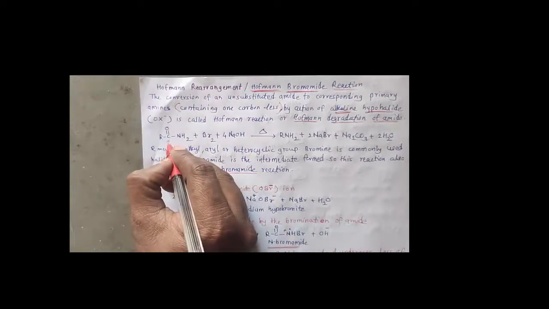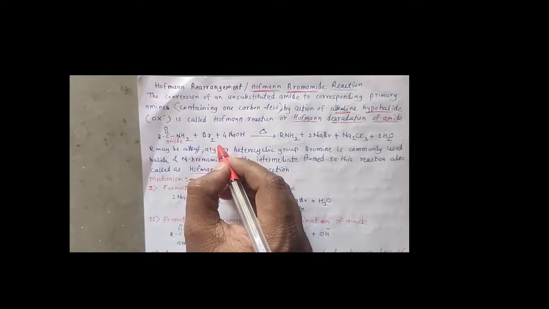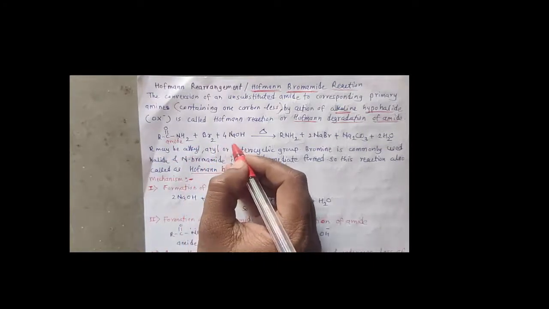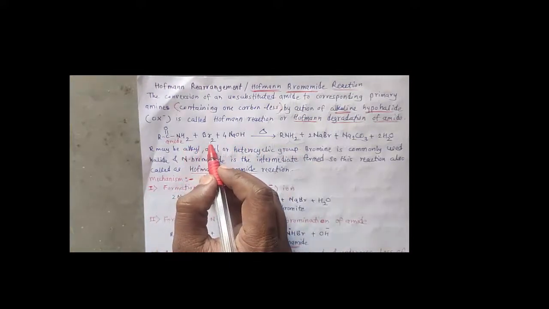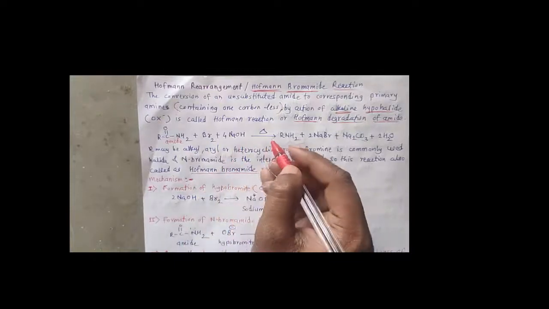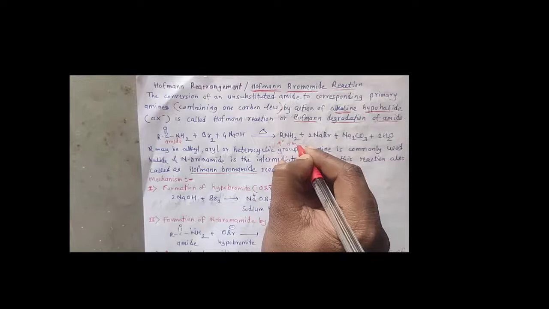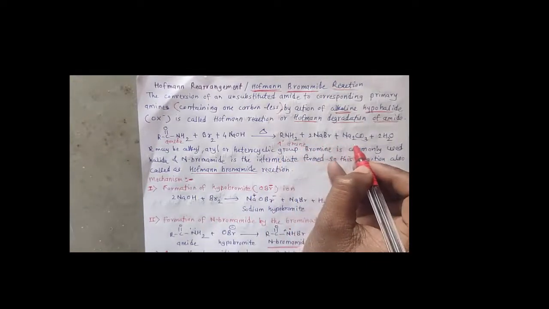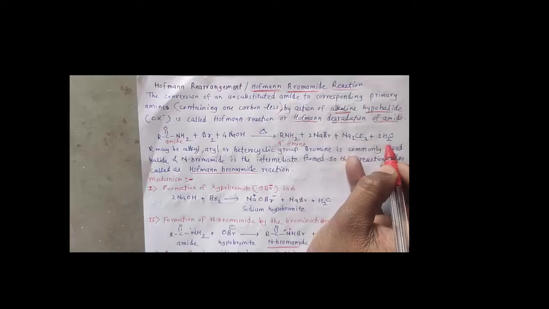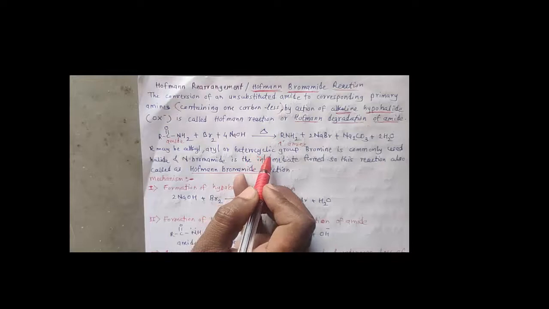When RCONH2, that means an amide, reacts in the presence of bromine and NaOH, heated, it gets converted into the primary amine, with formation of side products 2 NaBr, Na2CO3 plus 2 molecules of water. The R may be an alkyl, aryl or heterocyclic group.